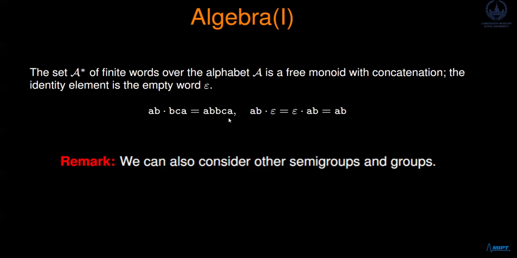Now let's discuss this remark. We can also explore other algebraic structures such as semigroups and groups, while monoids have an identity element but may lack inverses. Groups are more structured, as every element has an inverse. In the context of combinatorics on words, we generally focus on monoids, but these structures open up a rich field of exploration.